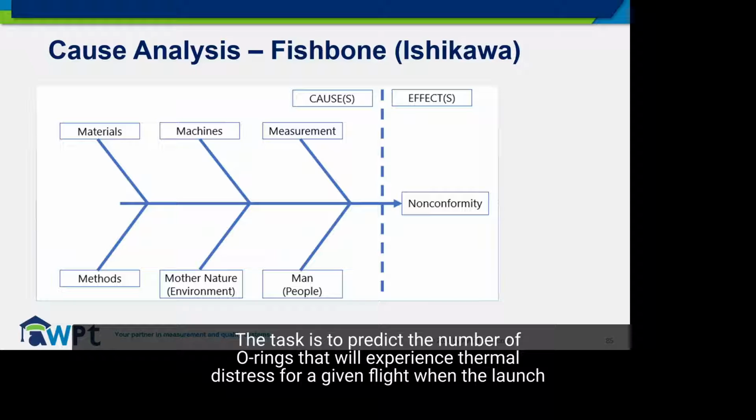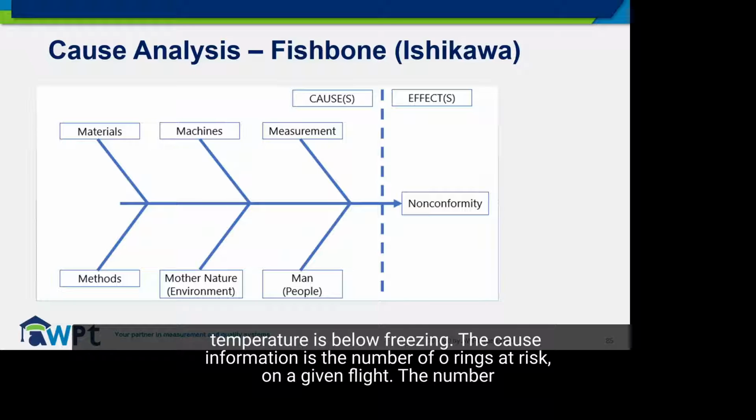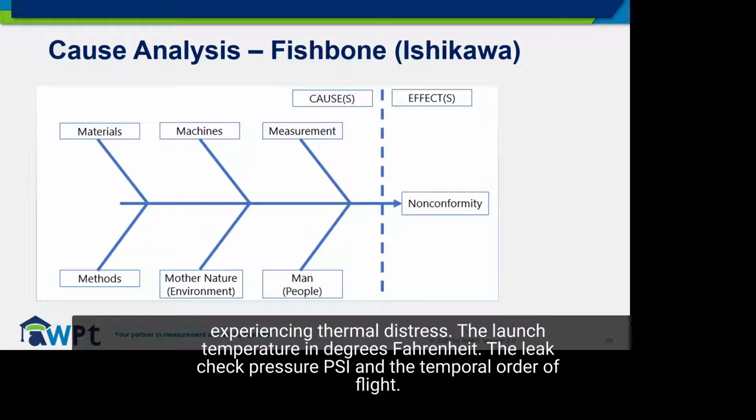The task is to predict the number of O-rings that will experience thermal distress for a given flight when the launch temperature is below freezing. The cause information is the number of O-rings at risk on a given flight, the number experiencing thermal distress, the launch temperature in degrees Fahrenheit, the leak check pressure, or PSI, and the temporal order of flight.